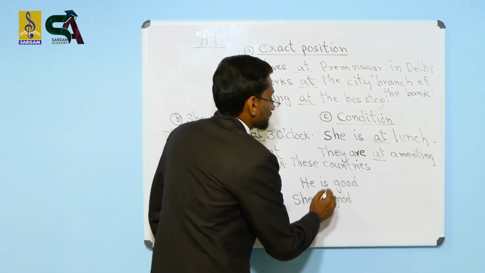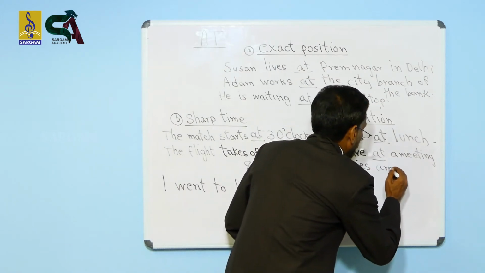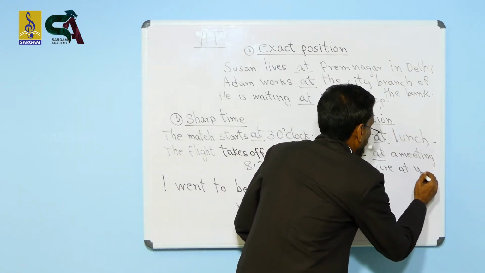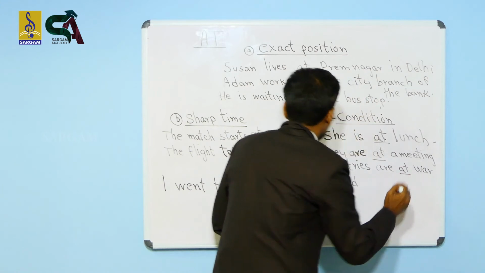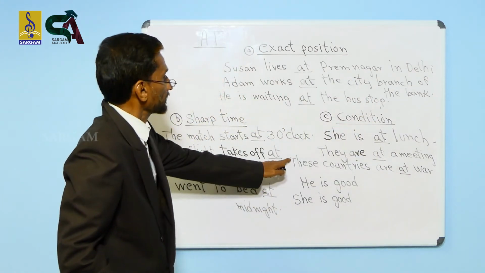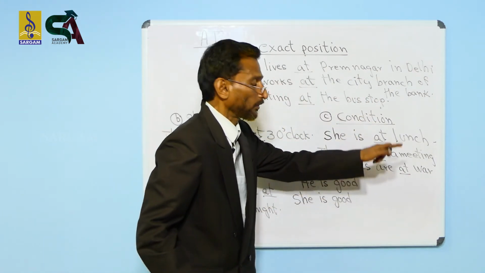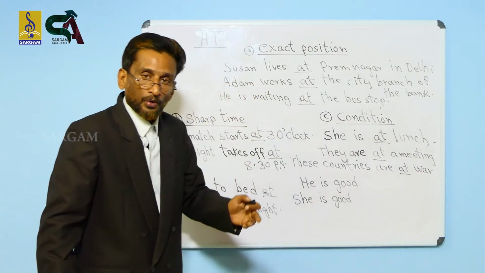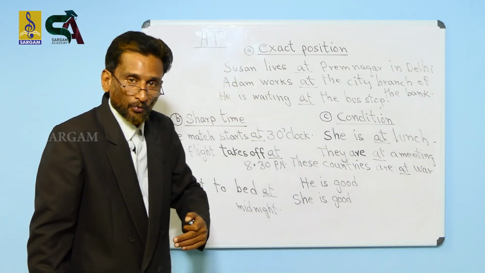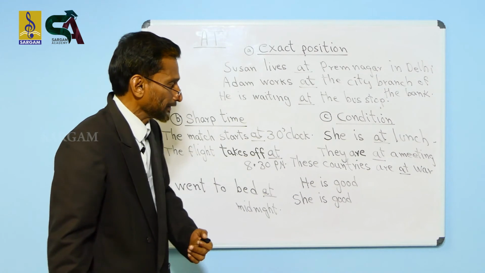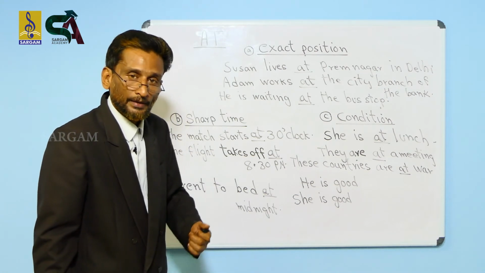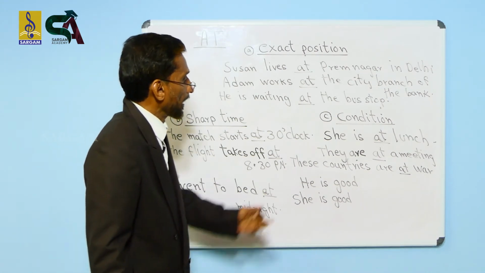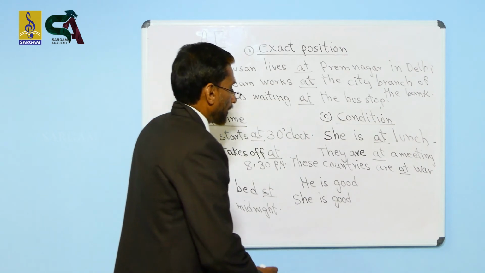These countries are at war. See? These countries are at war. North Korea and South Korea were at war from 1950 to 1953. At war.